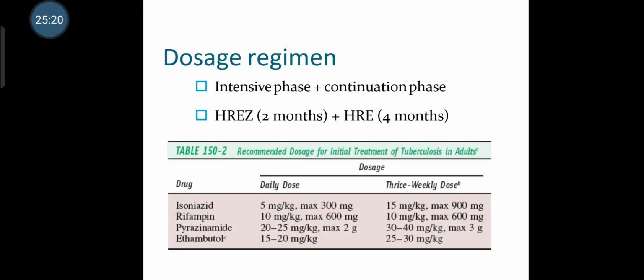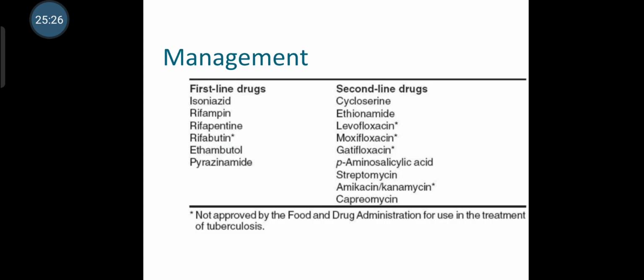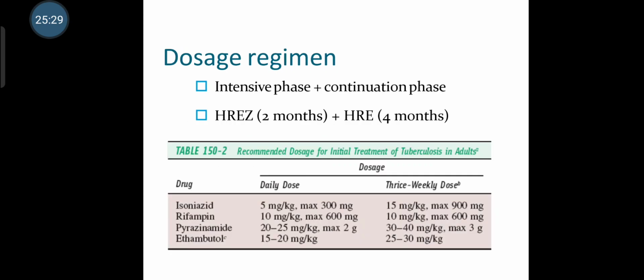Now the dosage regimen, that is how the first line and second line drugs can be combined together. So the first dosage regimen is the intensive phase plus continuation phase, and the second is the HREZ regimen for 2 months followed by HRE for 4 months. So these are the recommended dosages for initial treatment of tuberculosis in adults.